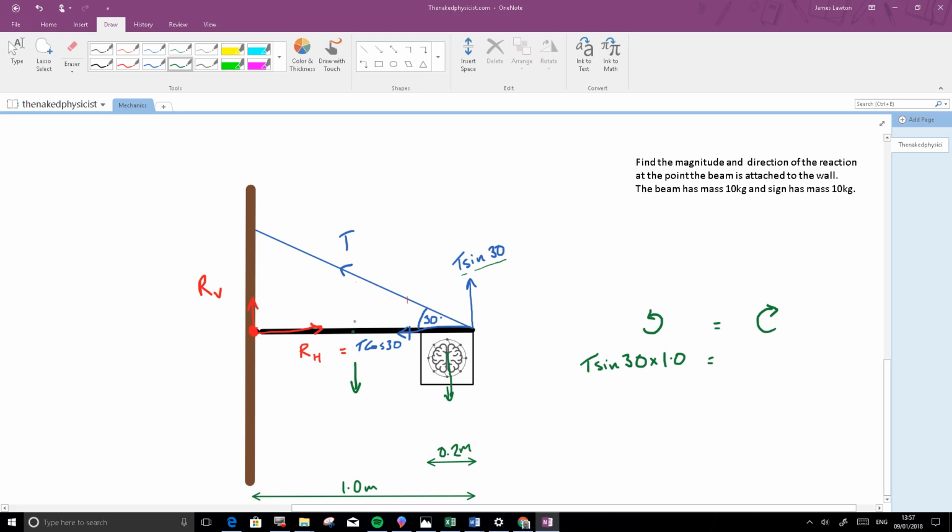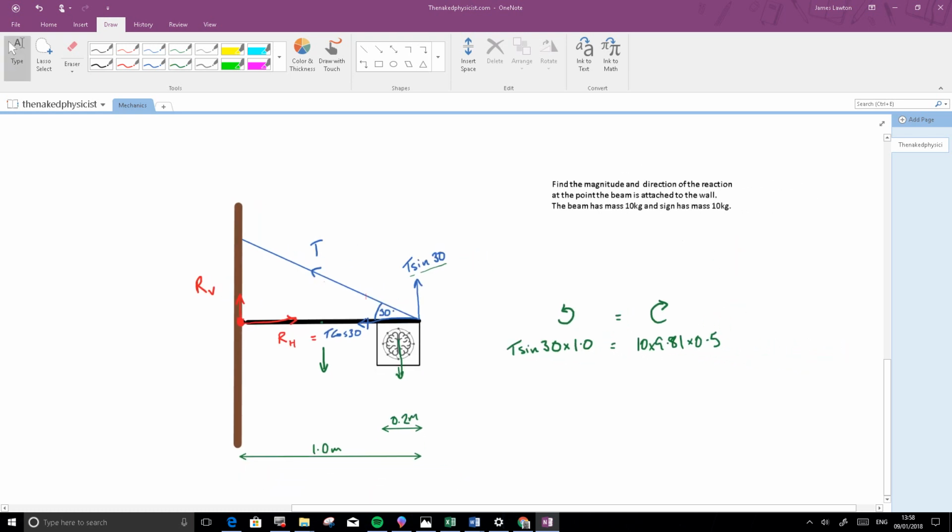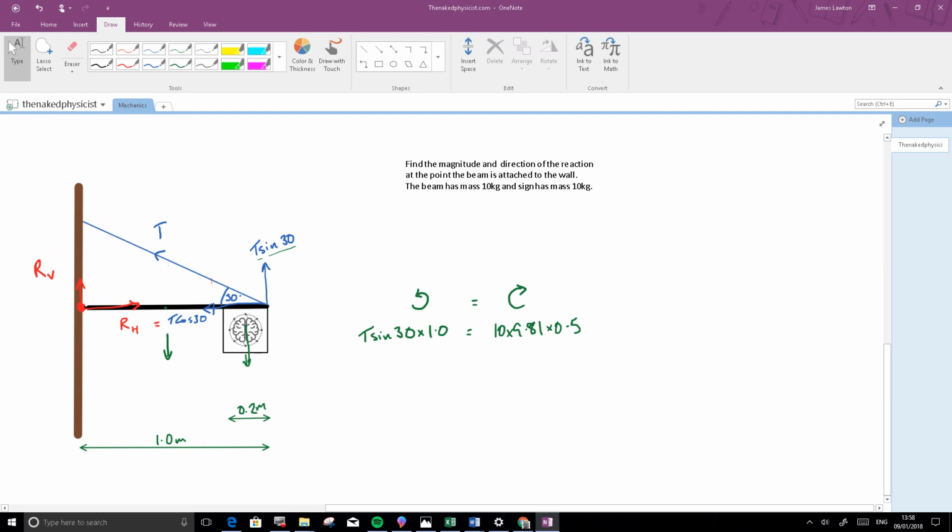So if we think about the moment due to the weight of the beam, well, it's halfway because it's a uniform beam of 1 meter length. The weight, the centre of mass will be acting through the centre of the beam, which is going to be ½ meter from the end. So the actual weight will be 10 times 9.81, that's going to be mass times by gravity, times by 0.5 meters. That is the effective position of the length of the beam.